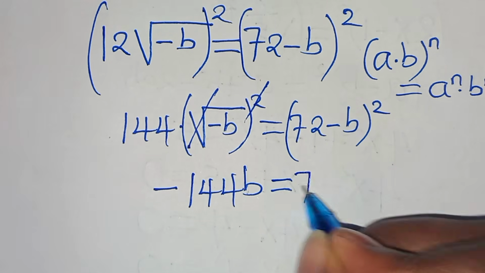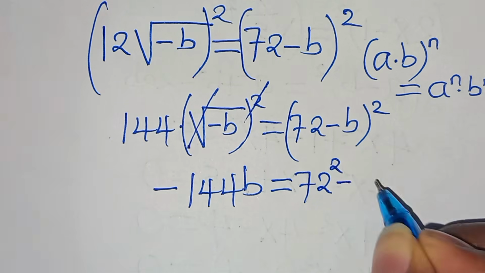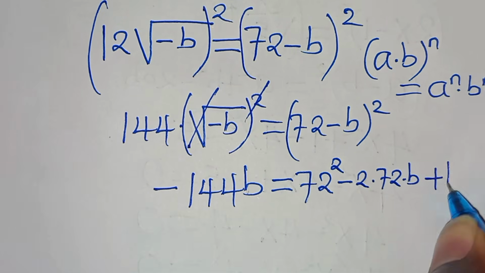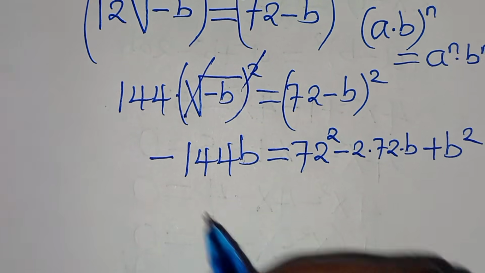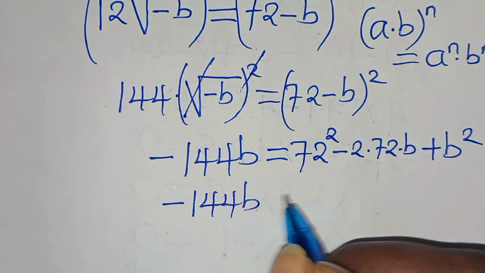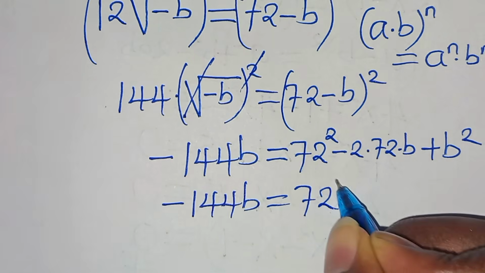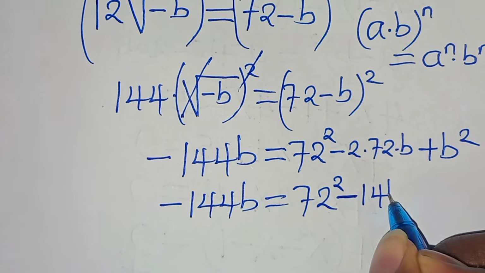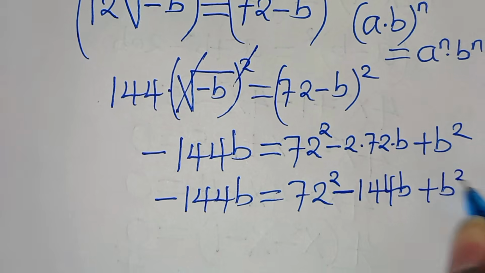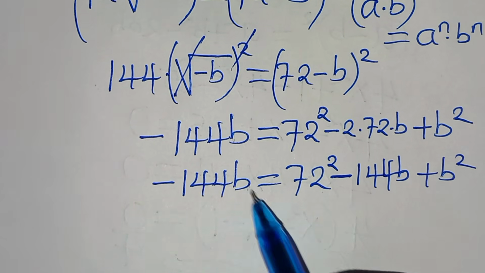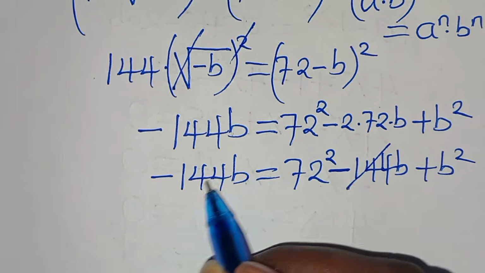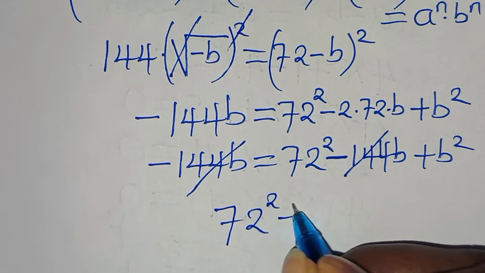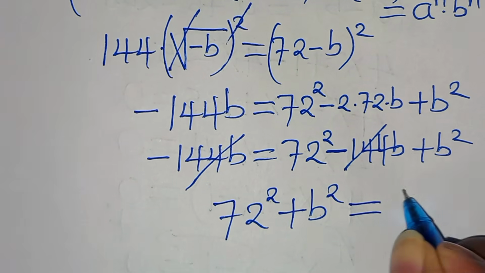So this is 72 squared minus 2 times 72 multiplied by b, plus b squared. So here we have minus 144b equal to 72 raised to the power of 2, subtract 2 times 72 times b, this is 144b, plus b squared. Minus 144b and minus 144b here simplifies, so that now we have 72 squared plus b squared equal to 0.